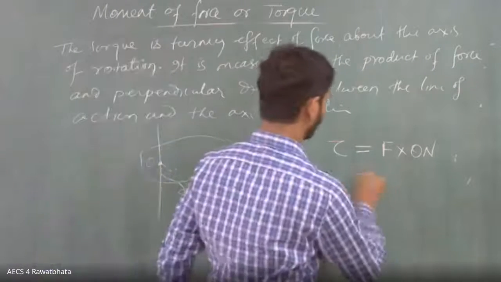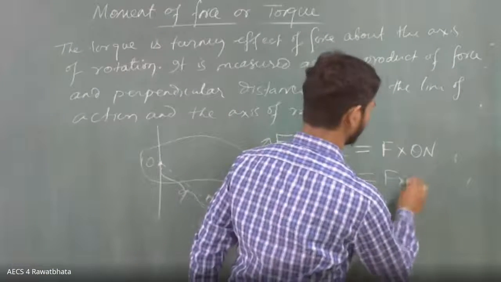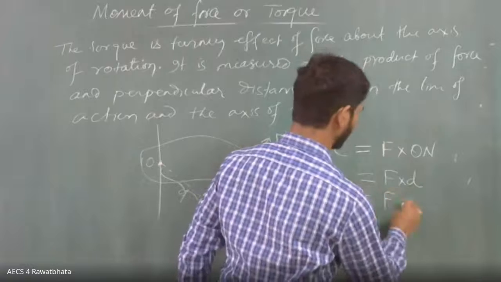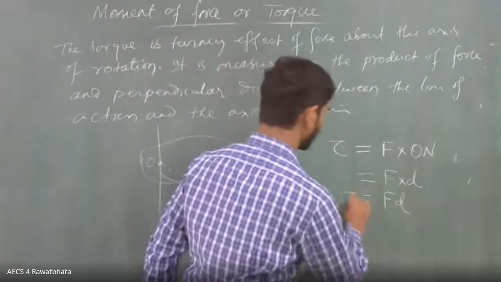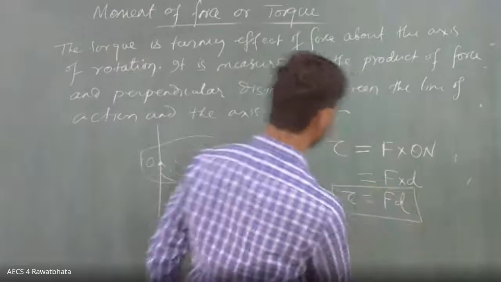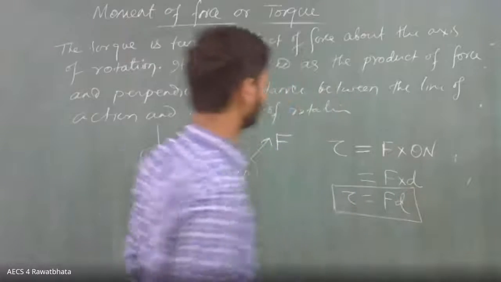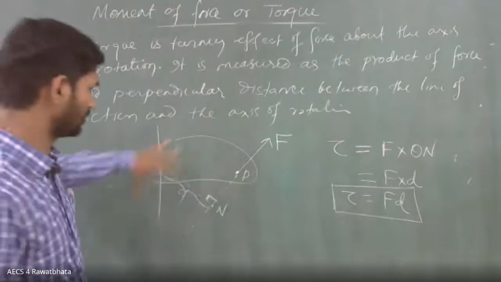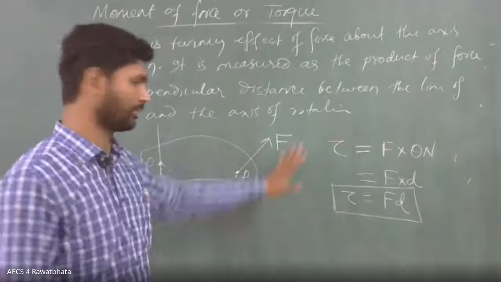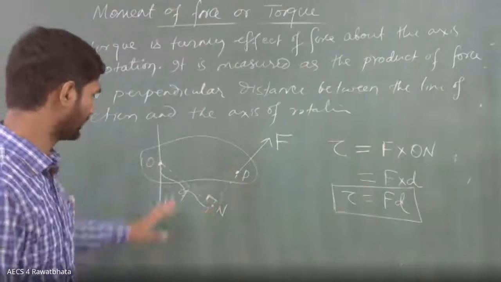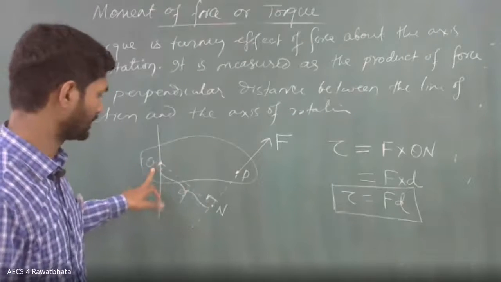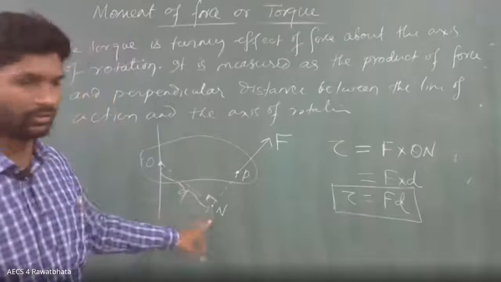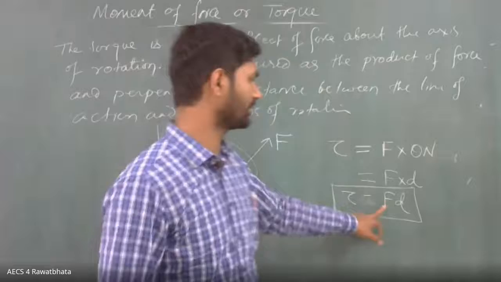Then I can write torque as F into D. So that is FD. Okay, so this is the torque that is applied to this object when force F is applied, and which is at a perpendicular distance from the axis of rotation, that is D. Okay, in that case the torque is FD.